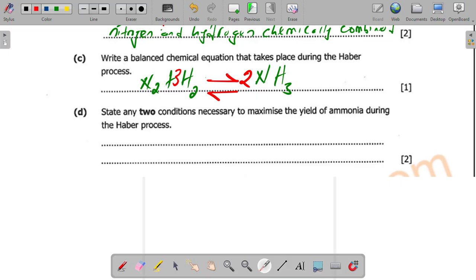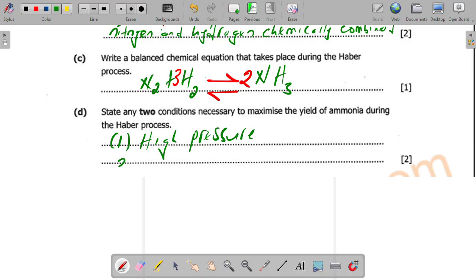Okay, so the 2 conditions necessary: number 1, high pressure. Let me use my green pen. Number 1, you need high pressure. Why do you need high pressure? Because the reaction makes fewer gas molecules. When we have a high pressure, the reaction will make fewer gas molecules. So high pressure favors ammonia production. So the simple reason you can give is high pressure favors ammonia production.